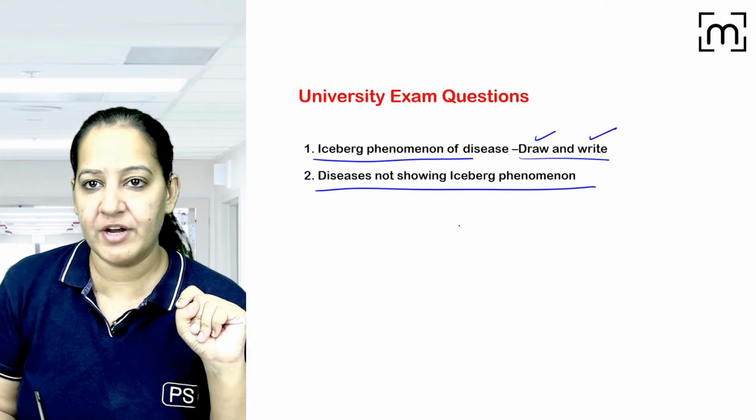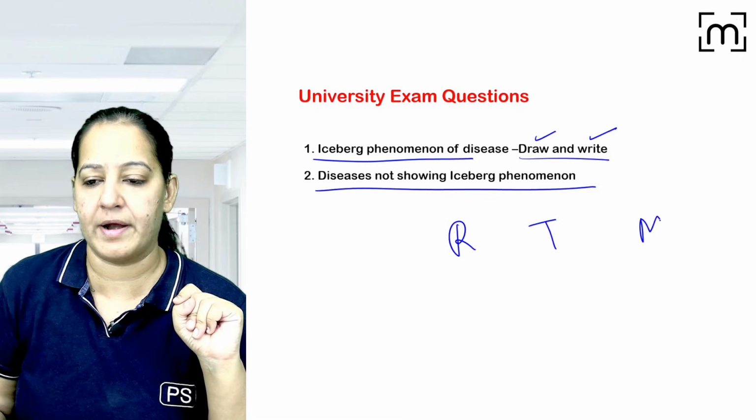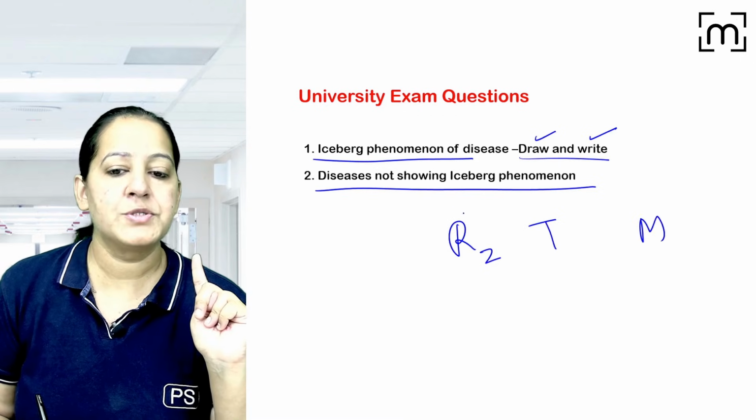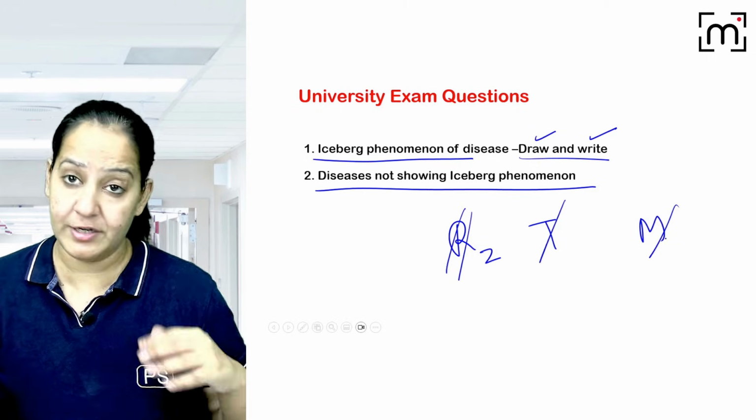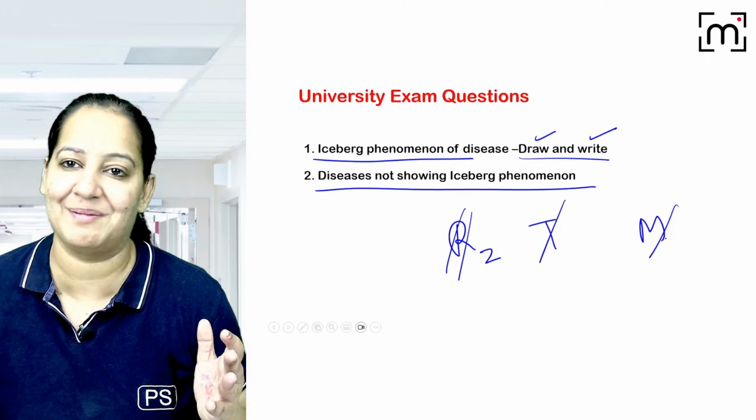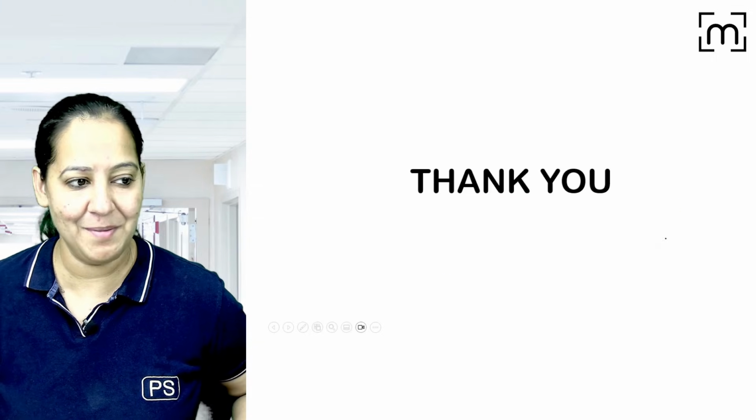Diseases which do not show the iceberg phenomenon: Rajasthan to Maharashtra, 2 times Rajasthan. So it's rabies, rubella, tetanus and measles. Please learn that. And you know the reason. They don't have carriers, they don't have subclinical cases. They are always present. That's all about it.